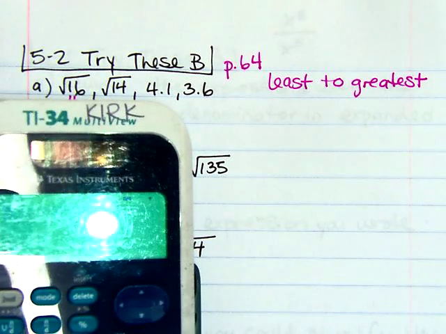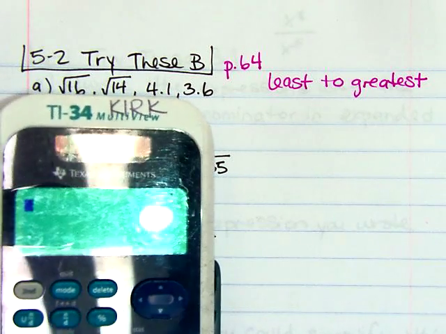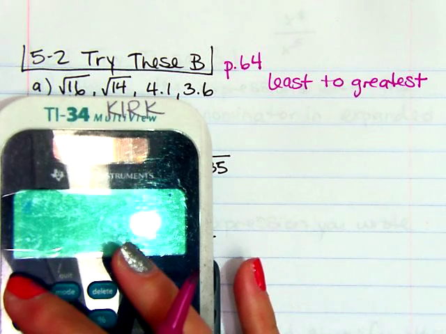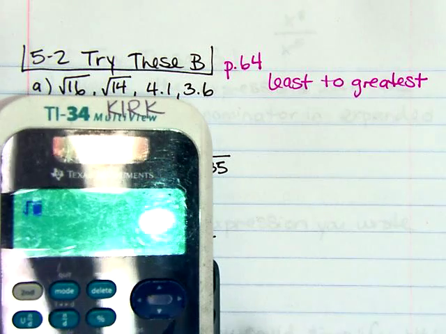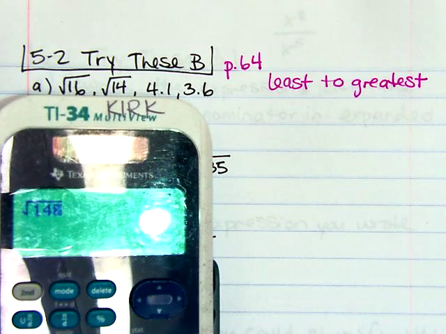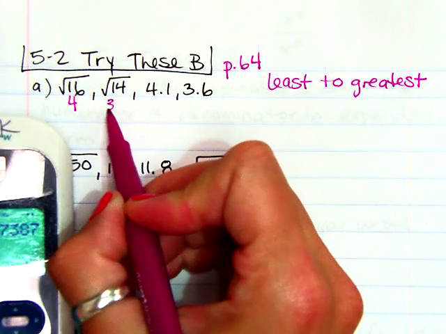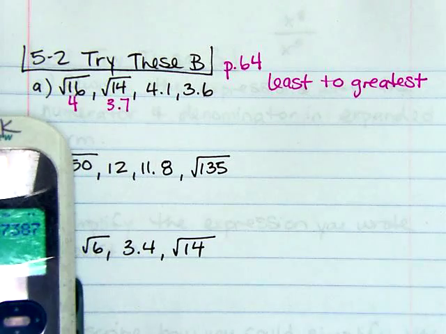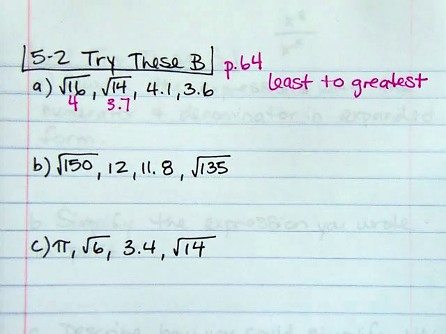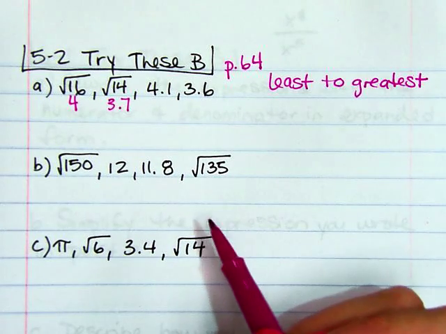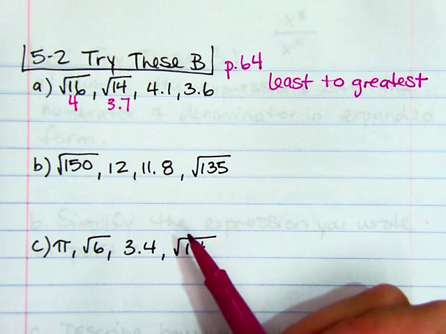I'm not sure what the square root of 14 is. I do know that it's less than 4. So I'm going to do the square root of 14, and that equals 3.74. I can actually just put 7 because all of these are just to the 10th place. Now, when I go to order them, I have to write them the way they were given to me.